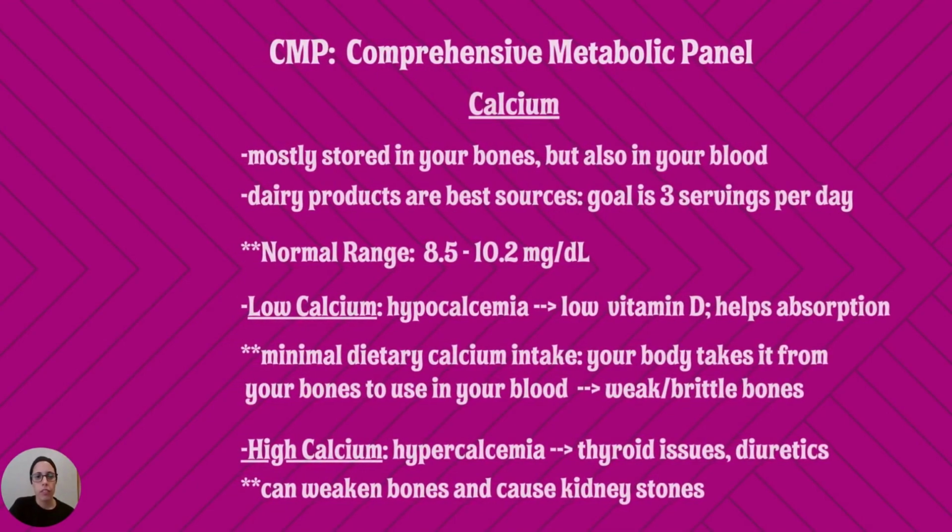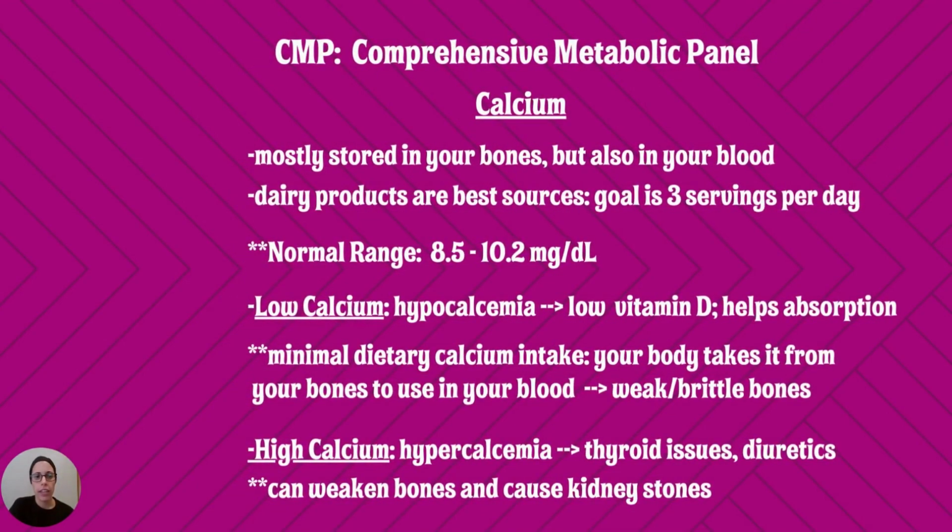Our next value as part of the comprehensive metabolic panel is calcium. So, calcium, everyone knows, is really good for your bone health. It's mostly stored in your bones, but it's also in your blood. And dairy products are the best sources of calcium. Our goal should be to get 3 servings per day of dairy products to make sure we're getting enough calcium. The normal range is listed on your screen there.